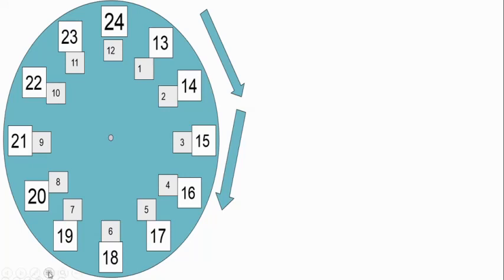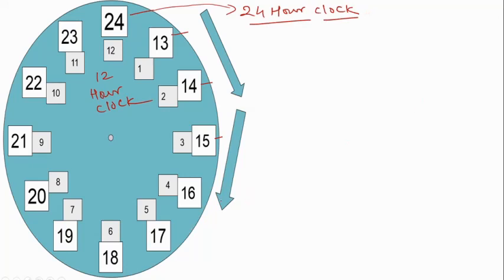So this is how we can identify the numbers. The numbers inside this clock, look here, this is called a 12-hour clock. And the numbers outside this clock, look here, this one, this one, this one, this one, are called the 24-hour clock numbers. So how can we recognize them?